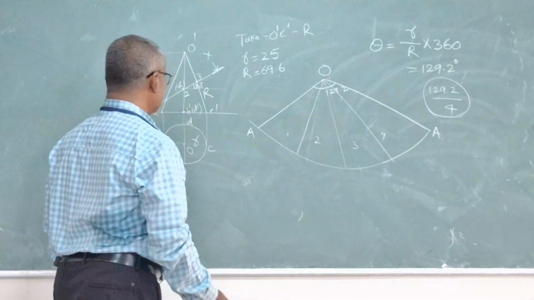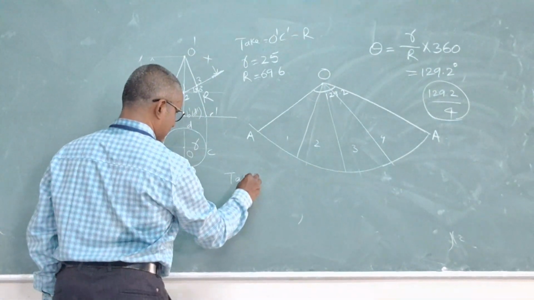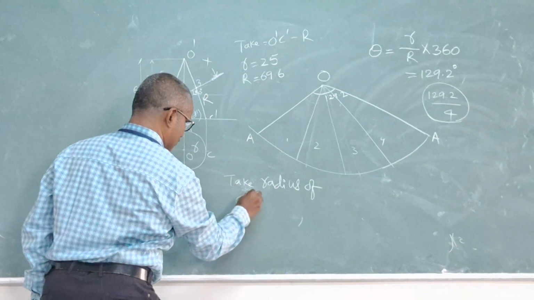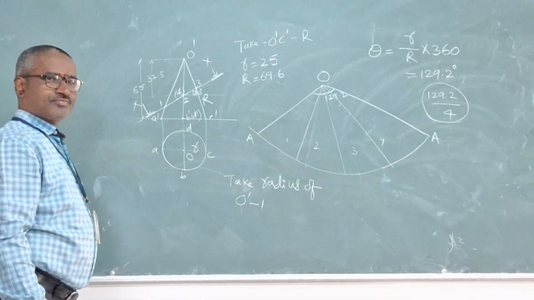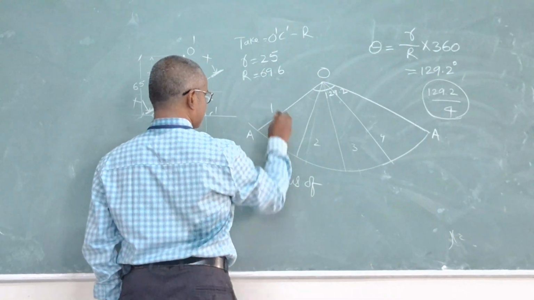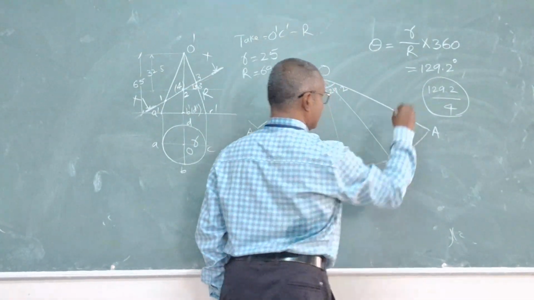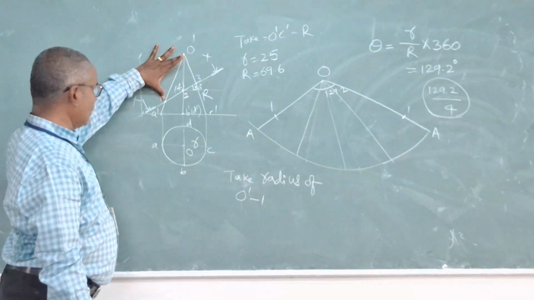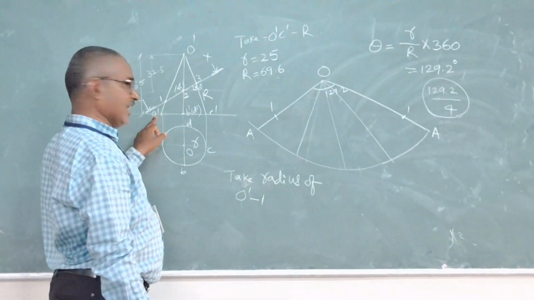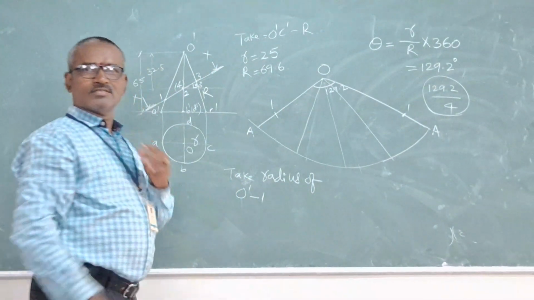Now, as usual, please listen: take the radius of O dash to 1. This is the radius, and you mention it here as 1. The same way, one more A is there, so it is also 1. Take the radius O dash to 1. Because it is on O dash A dash, point 1 is on OA, so I mention 1 on OA.